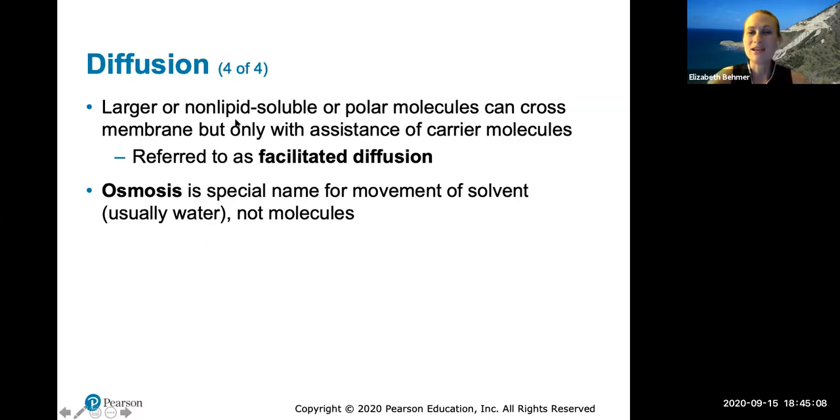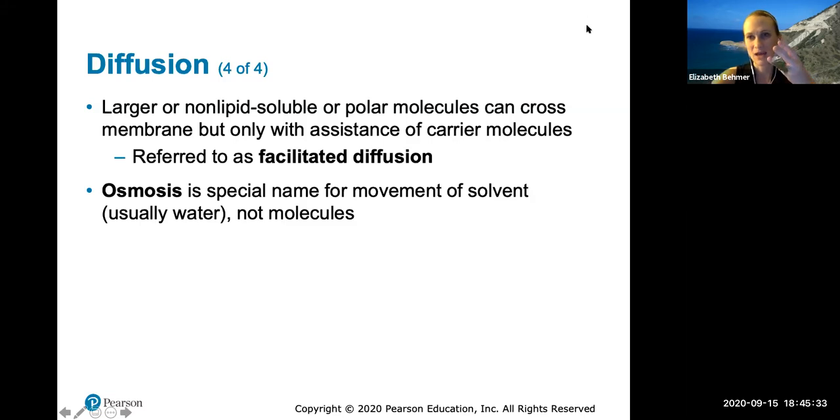Larger molecules, or anything non-lipid soluble or polar, can also cross through the membrane, but with the assistance of what we call a carrier protein or a carrier molecule, and we call that facilitated diffusion. Facilitated diffusion still happens naturally down its concentration gradient, but there's usually some sort of carrier molecule to help the substance get across the cell membrane.